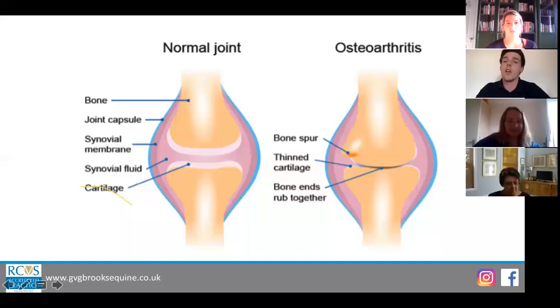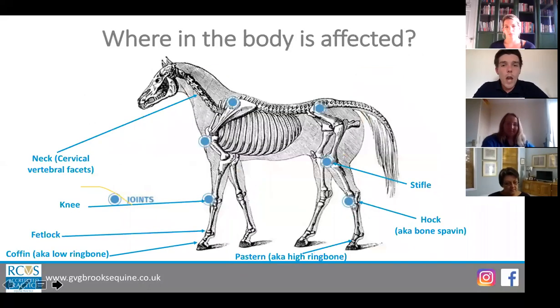Not an uncommon diagnosis in the horses that I'm treating. So where in the body is affected?